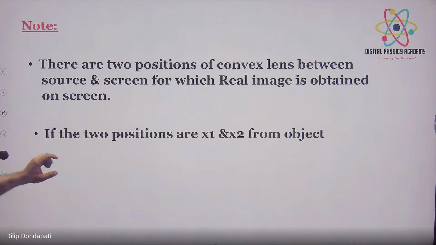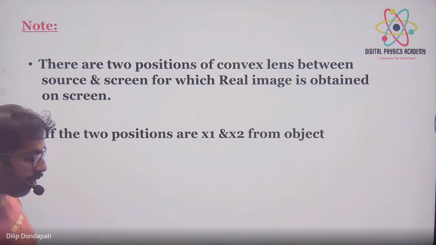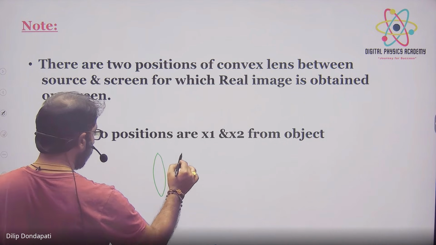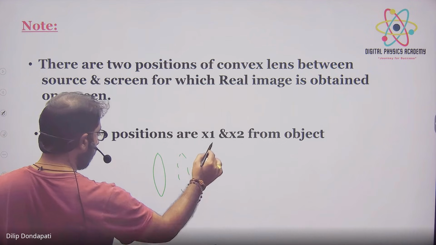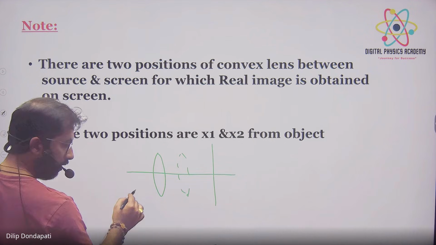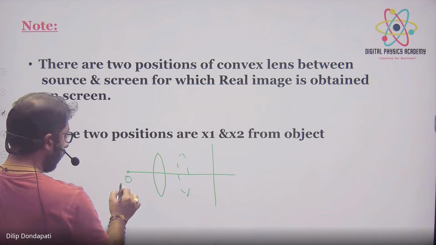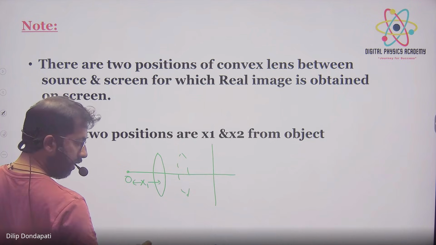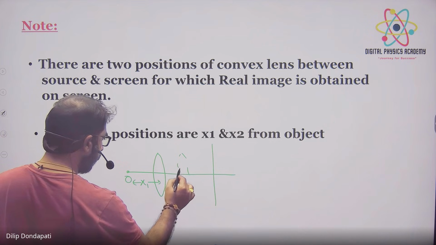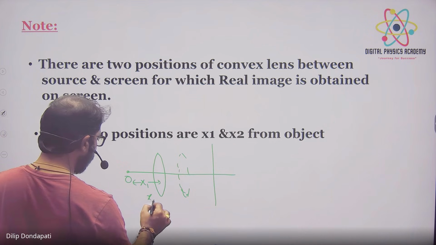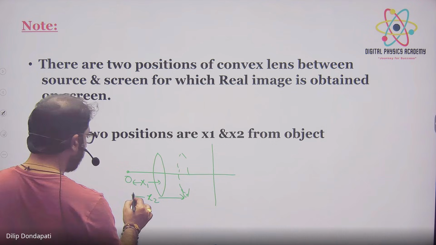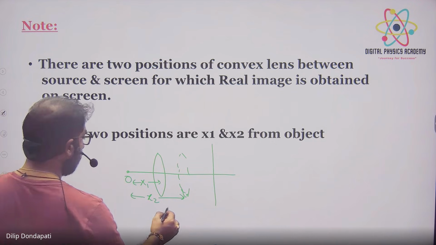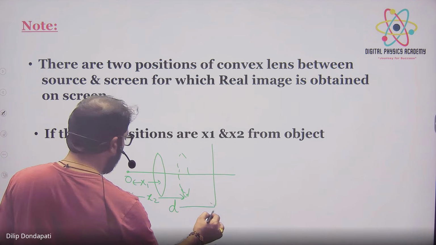Suppose the two positions are x1 and x2 from the object. So this is two positions, one position here, one position here. This is the screen. Object here. Suppose x1 is the distance, and x2 is the distance. The second lens position is at distance x2 from the object. Two positions are there, and the distance from object to screen is d.